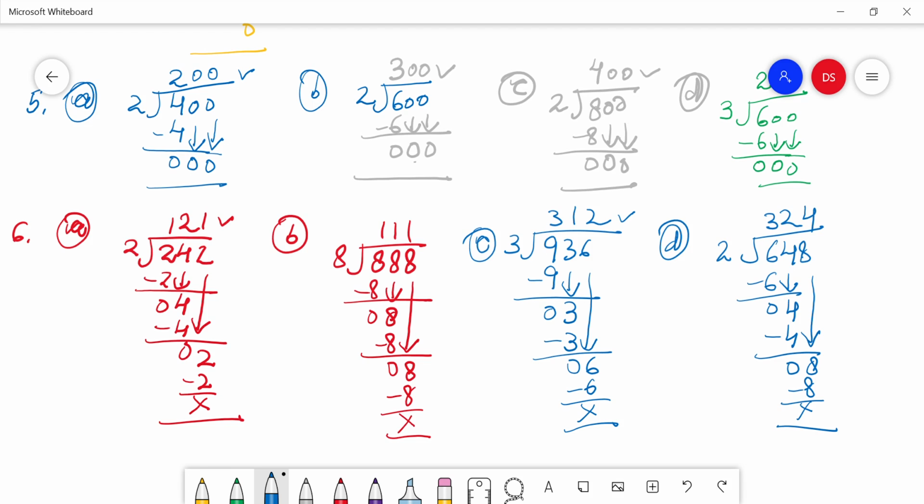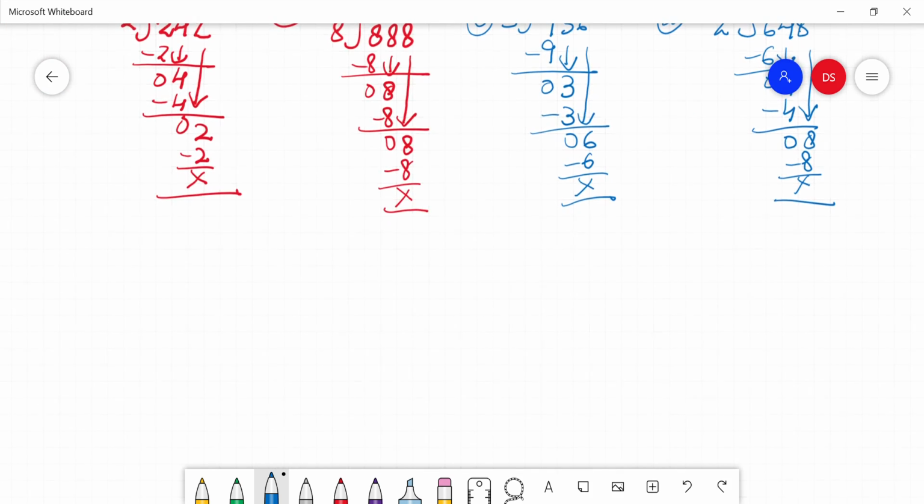Now we will move to the next question, number 7. A part. The question is, dividend is 609. We have to divide it by 3. 3 twos are 6. This is 0. Children, next digit is 0. So if we divide 0 by 3, the answer will be 0. Next digit is 9. 3 threes are 9.